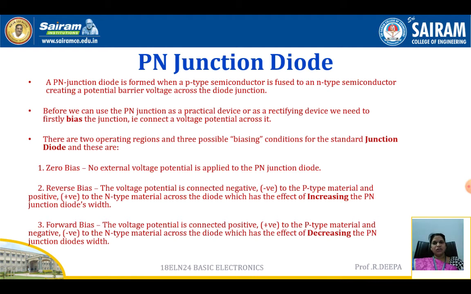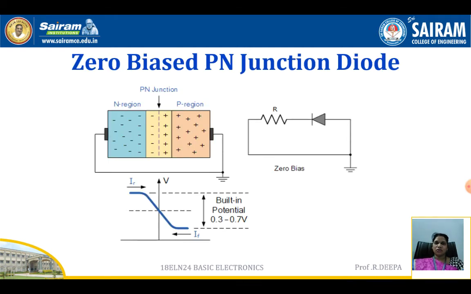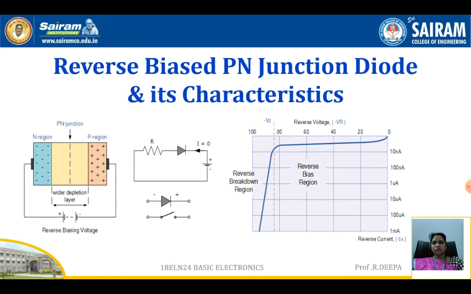The PN junction diode can be well analyzed if I operate the PN junction diode in two different operating regions, which are the reverse bias and forward bias. Reverse biased PN junction diode and its characteristics. What is reverse bias? Reverse bias is nothing but connecting an external voltage to the PN junction diode. In the sense, the N region will be connected to the positive of the battery, and the P region will be connected to the negative of the battery.